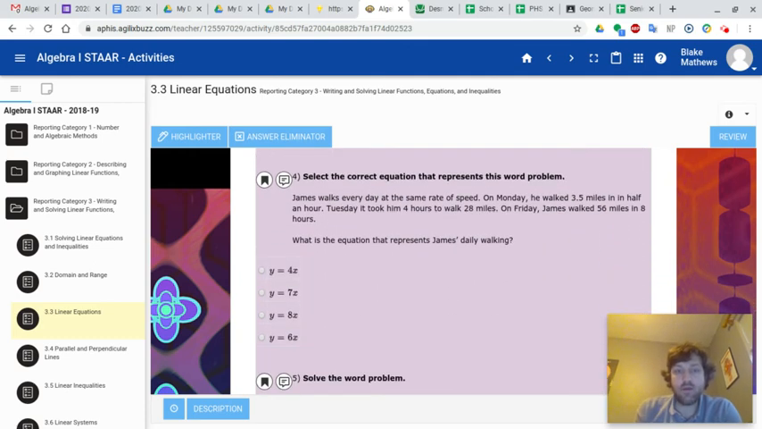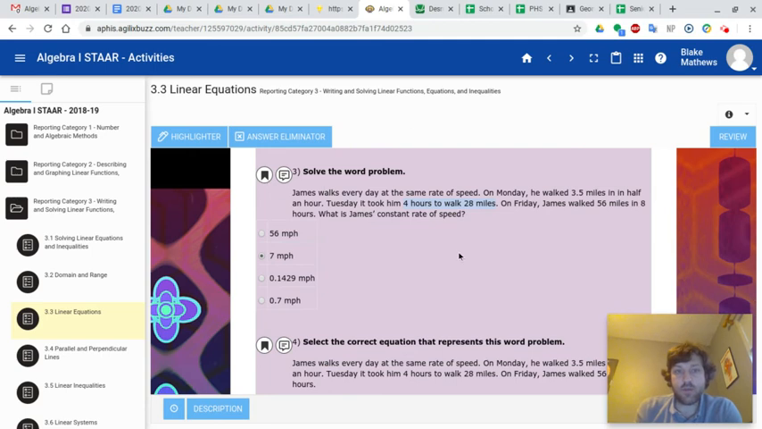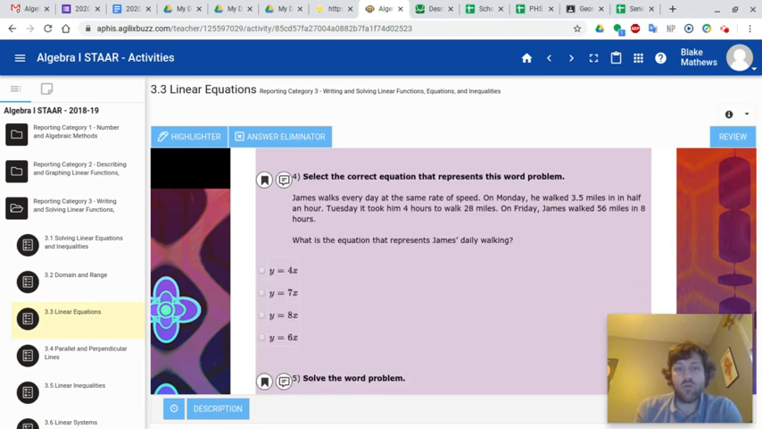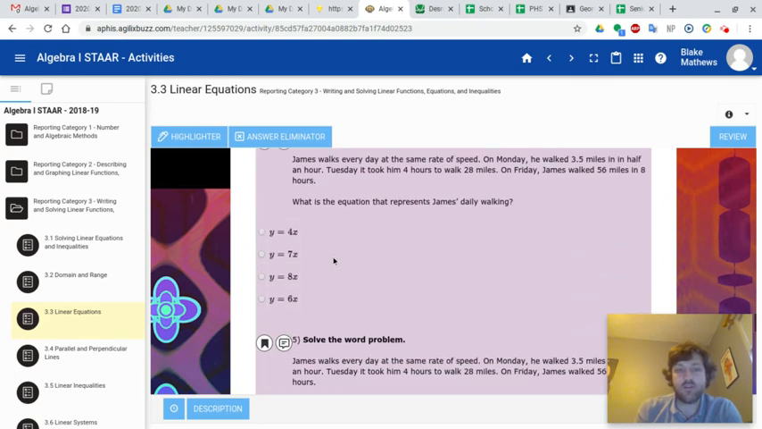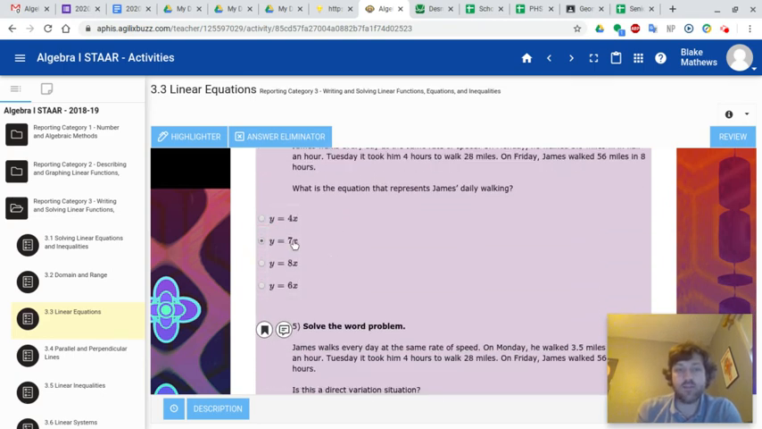Now going down, this is taking the answer from here and applying it to linear equations. So it's the same information. What is the equation that represents his walking? Well, clearly 7 is the most important number here because we found that it was 7 miles per hour. That would be the slope of this relationship. And so that's why 7x is the correct equation.